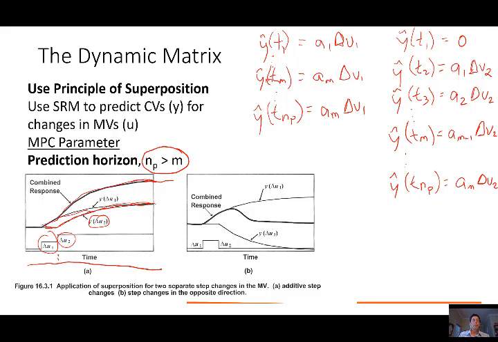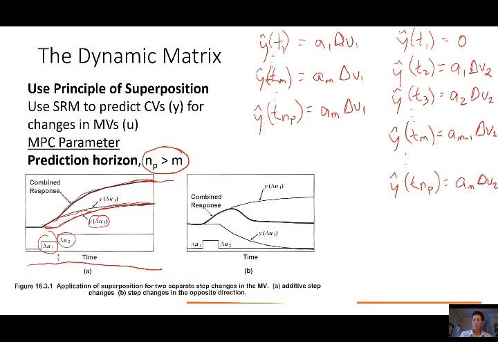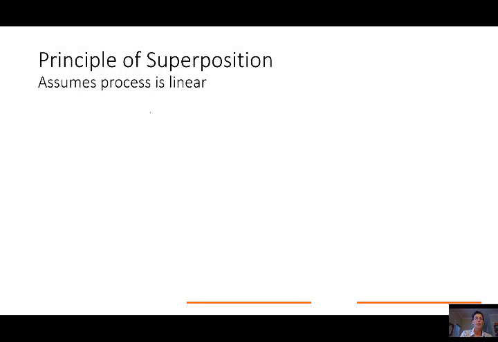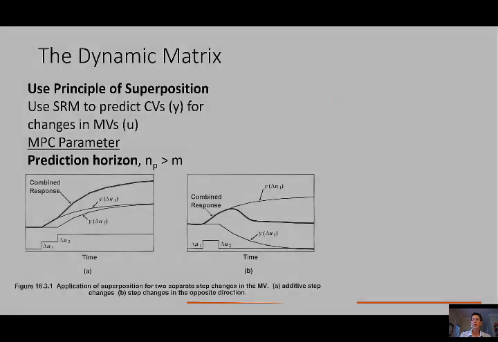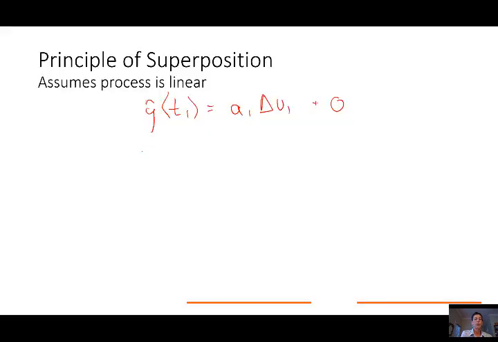So if we apply the principle of superposition, we add all this stuff together, and this assumes the process is linear, which is an okay assumption, as you'll see later on. If we add these two together, we get the change in y at time T1 equals A1 times delta U1 plus 0. Recall that there was no change there for the second input change.